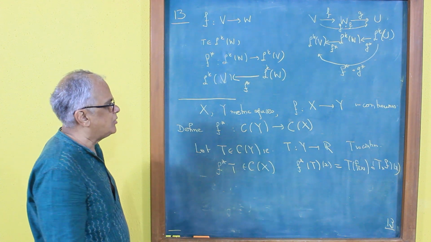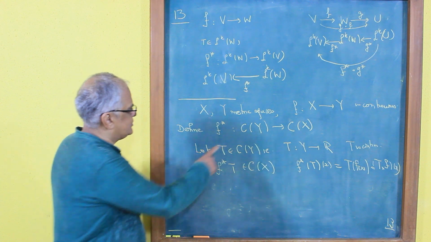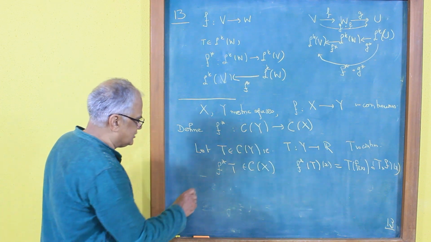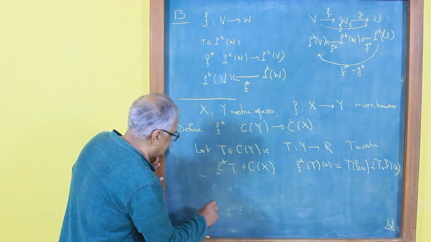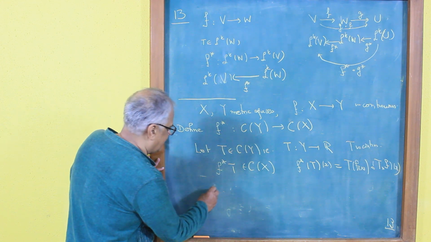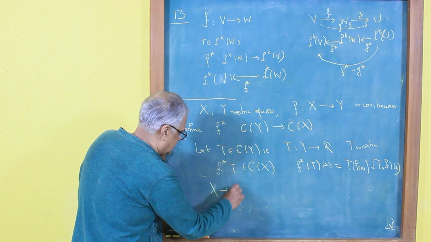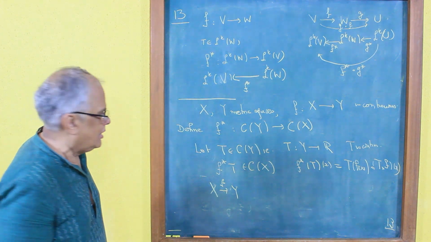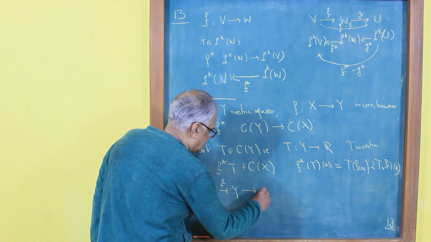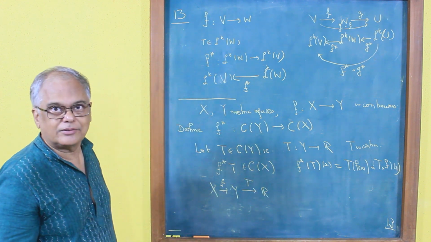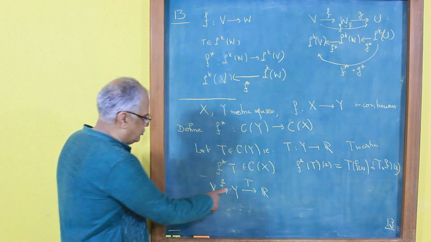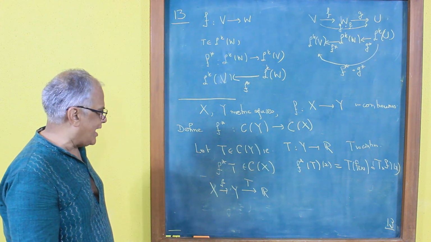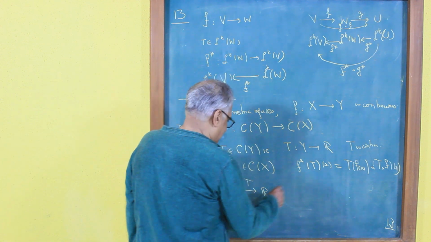And now you think about what happens. Remember, the order is being reversed. F star is from C of Y to C of X. And what is actually going on is the following picture. Suppose we have X to Y, and this function F is continuous. And now I'm taking a function T from Y to R. Then what am I doing? I'm just taking the composition here. This is just the composition. So F star is a composition.